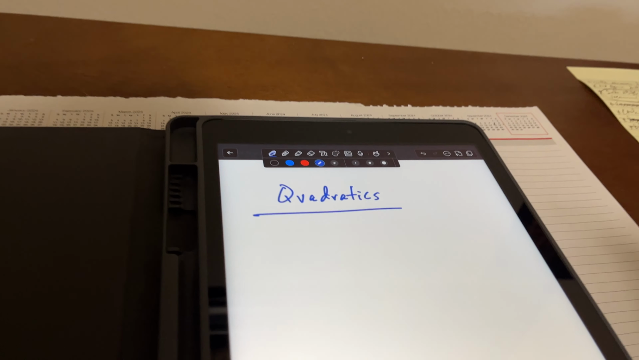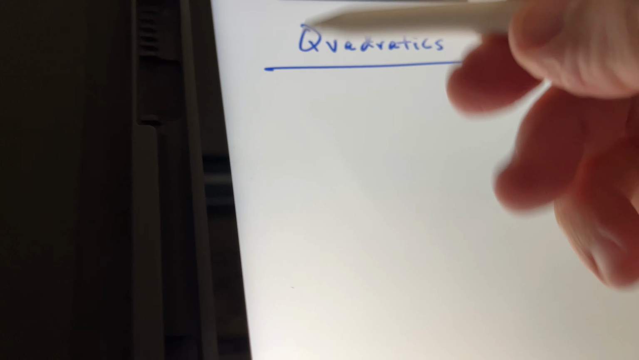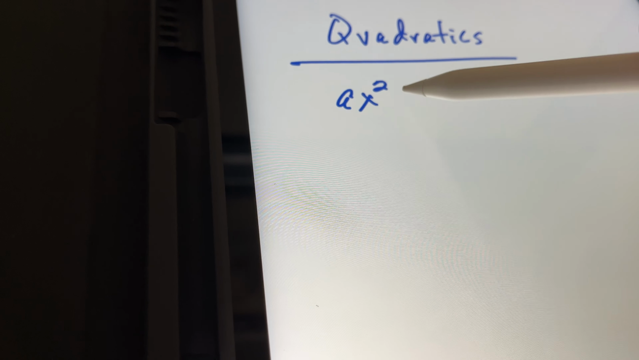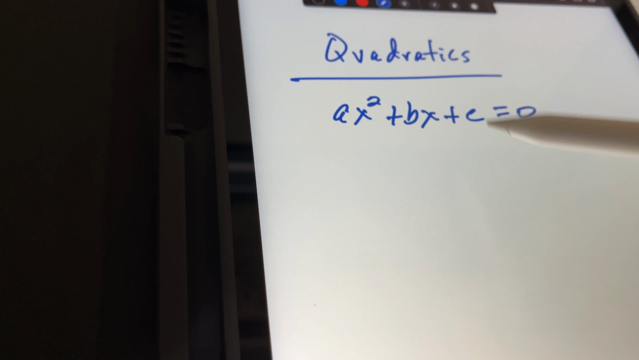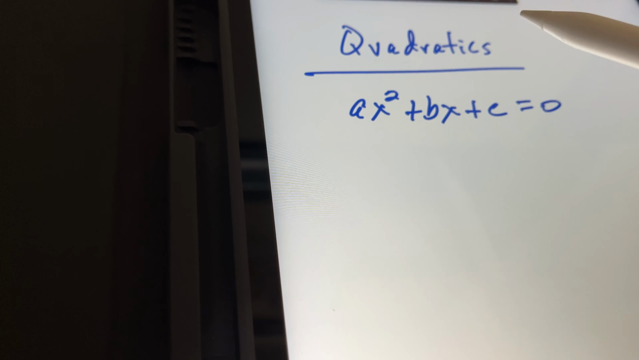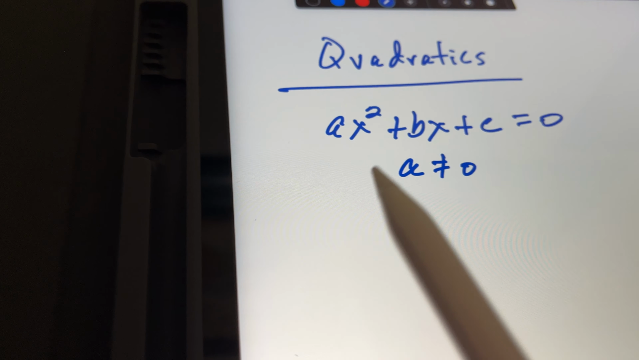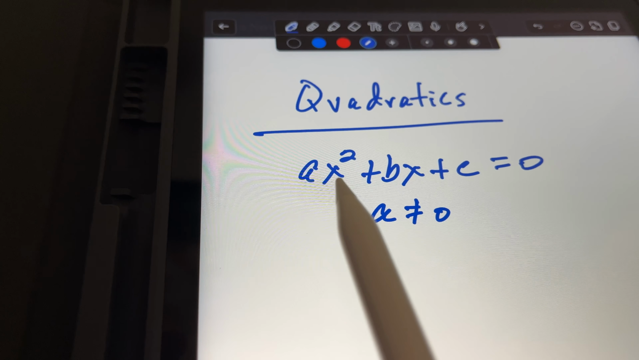All right, let's talk about quadratics. A quadratic equation is any equation of the form ax squared plus bx plus c equals 0, where a, b, and c are numbers, but a cannot be equal to 0. So quadratic is anything in this form. It'll have an x squared in it.